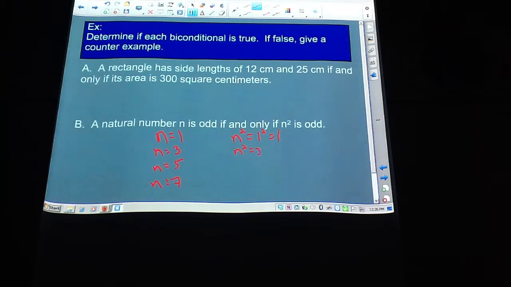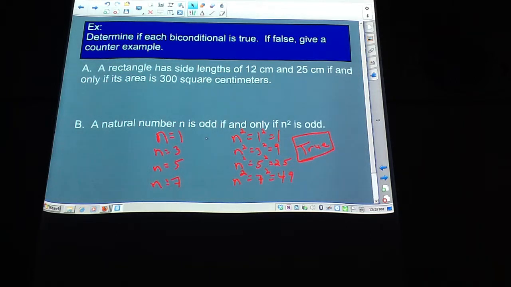So n squared on 3 would be 9, which is odd, and 3 is odd, so it works out there. n squared on 5 would be 25, so it works both ways. n squared equals 7 squared, which is 49. Both of those are odd. I could keep going here, and I don't think I'm going to be able to come up with a situation where I square an odd number and end up with an odd. So I think I can't find a counterexample to this one, so it must be true.